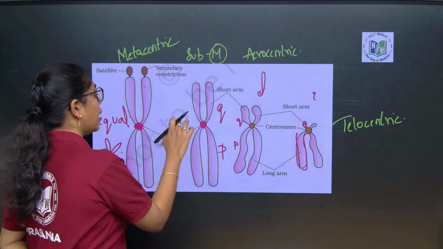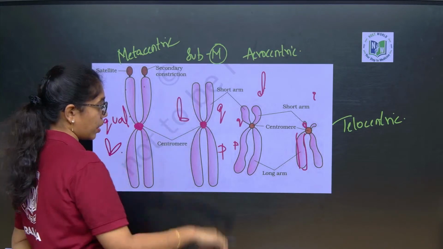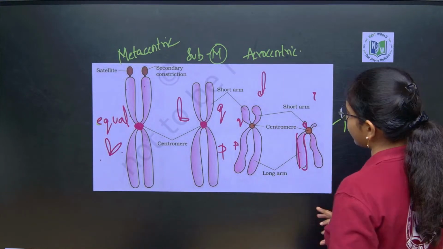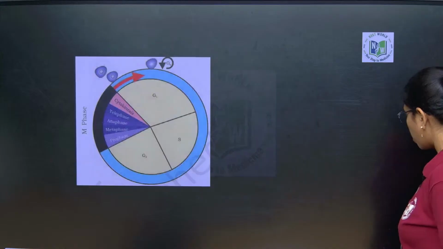Submetacentric will form L shape. So, these things you have to keep in your mind with respect to shapes of the chromosomes.